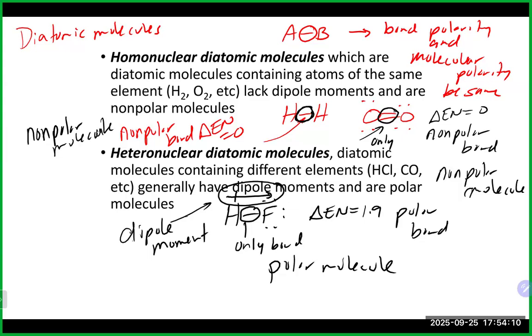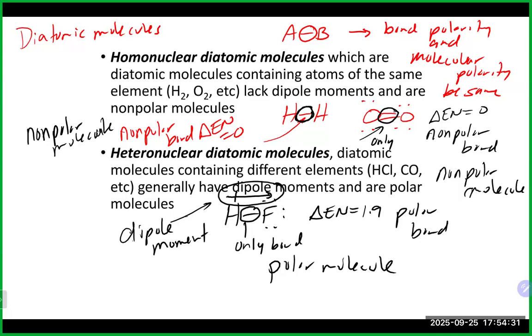And again, really what that's telling you is that the fluorine part of that molecule is more negative than the hydrogen part, which is more positive in this particular case. So definitely diatomic molecules, they're basically the same. Bond polarity and molecular polarity should come out the same because it only really contains one bond.